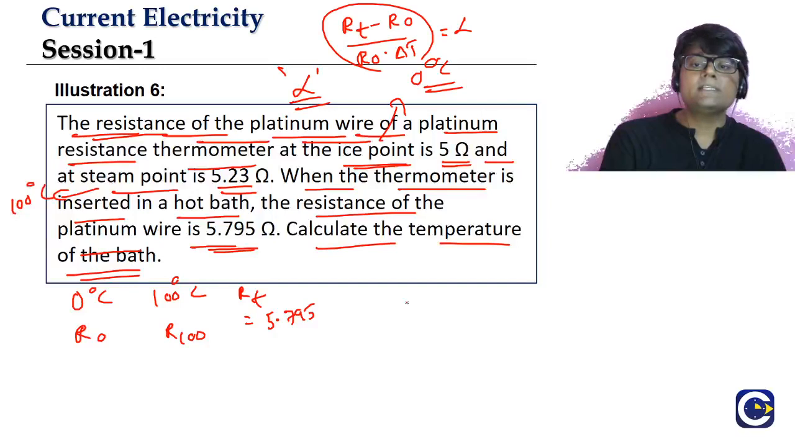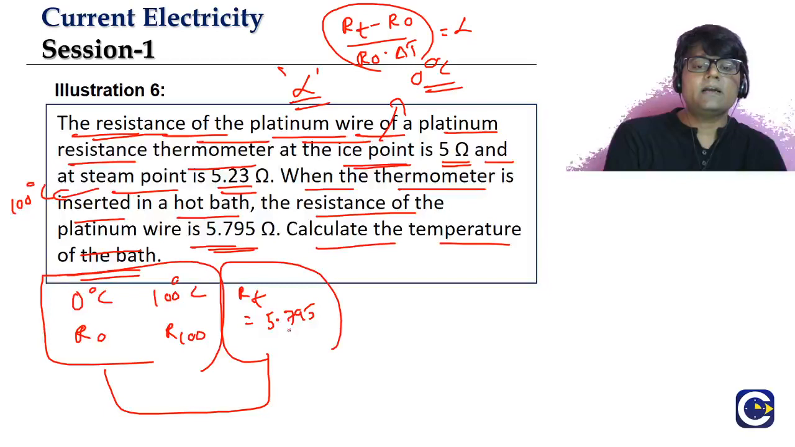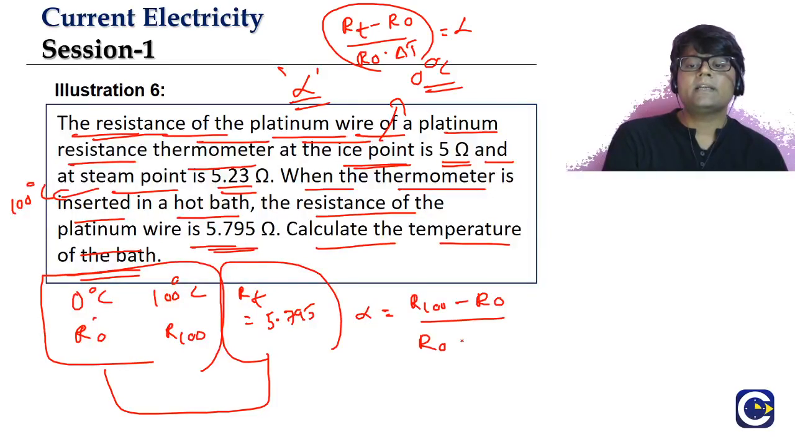So we are going to use this alpha formula first between the base temperature and 100, and second, between the base temperature and the unknown temperature. Clear, guys? We are going to use the alpha formula in two cases. First is between 0 and 100. Second is between 0 and the unknown temperature. So first, between 0 and 100, we get R100 minus R0 by R0 into the temperature difference, which is 100.